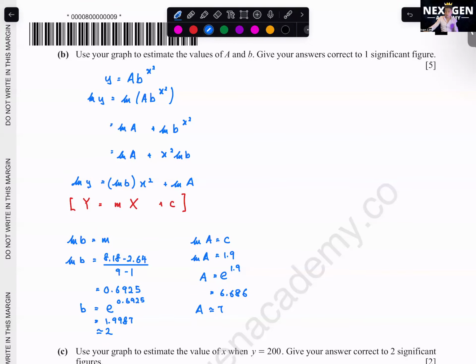Okay, so whatever value you all get, even if your graph is slightly different, your final answer to one significant figure should be 2 and 7. It should not vary so much. B equals 2, A equals 7.